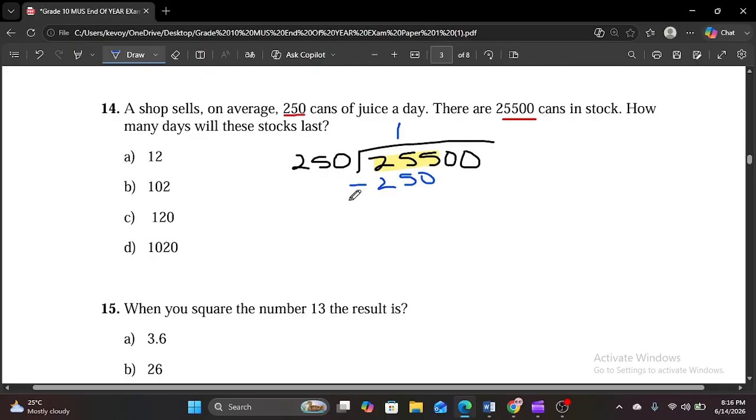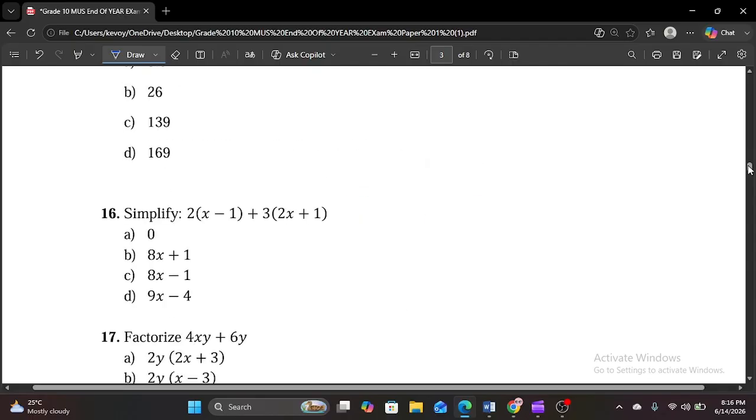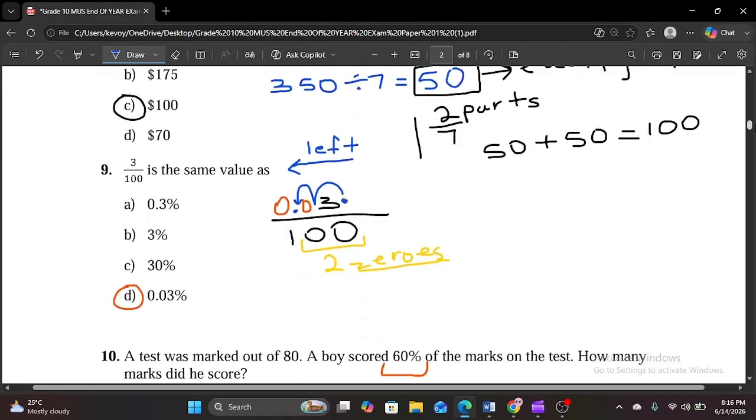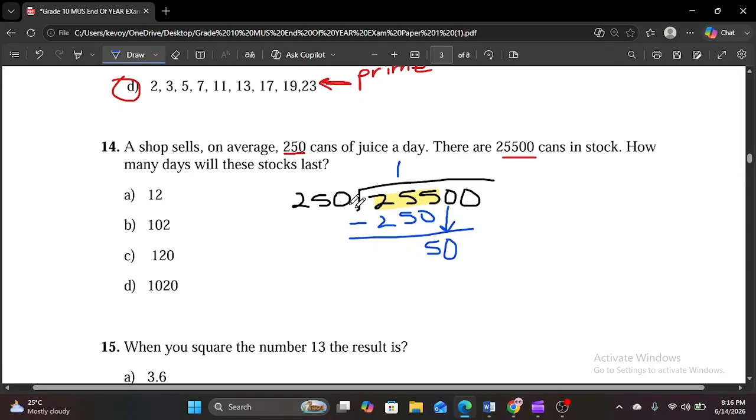After subtracting, you'll be left with 5. After subtracting, you bring down. So you're going to bring down that 50. After you bring down, remember, immediately after you bring down, you repeat the process. So you have to divide next. How many times can 250 go into 50? 0 times. You can't. So you're going to multiply that 0 by 250. That's going to be 0. We'll subtract afterwards. So multiply 0, subtract. You'll be left with 50.